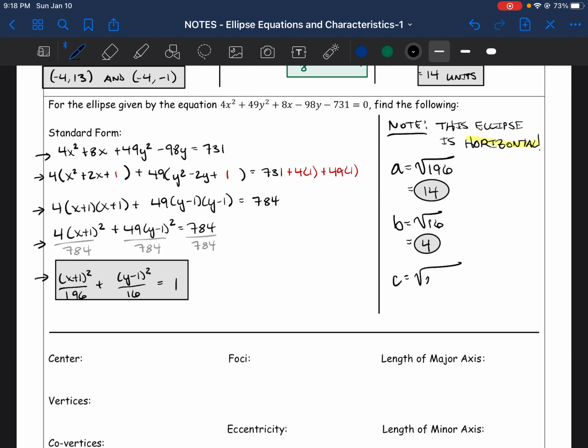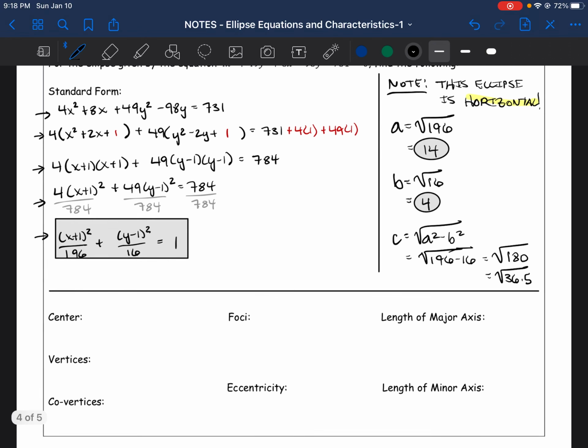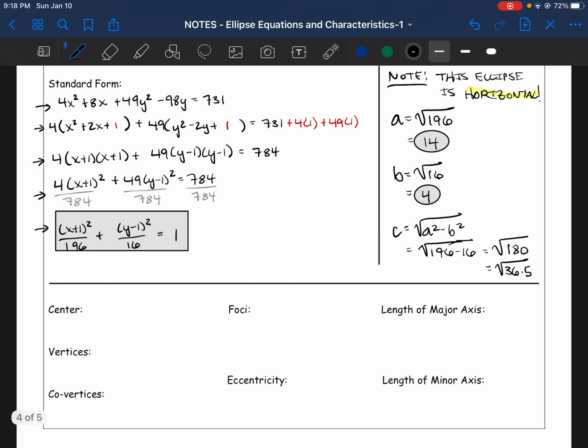And C is going to be the square root of a squared minus b squared, which in this case is 196 minus 16. That's going to be the square root of 180. 180 is 36 times 5, and 36 is a perfect square. So C is 6 square root of 5. Okay, so we have our A, B, and C term. Now we can go about finding all these different little key characteristics.